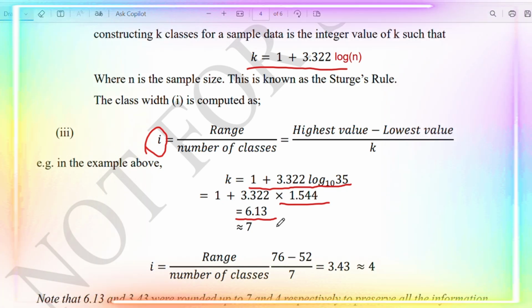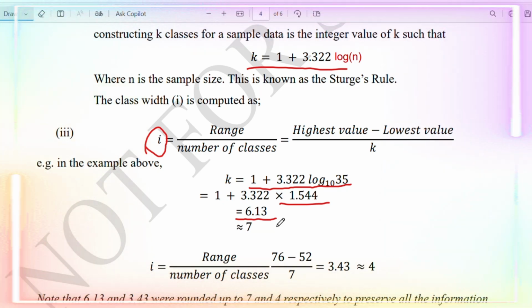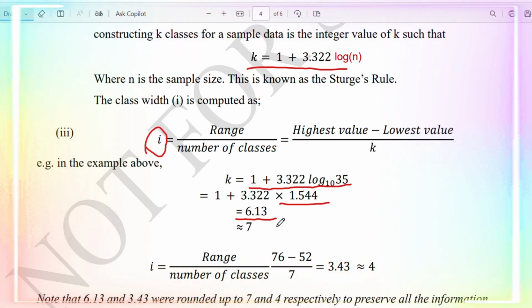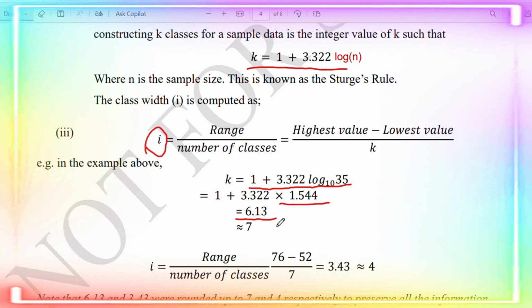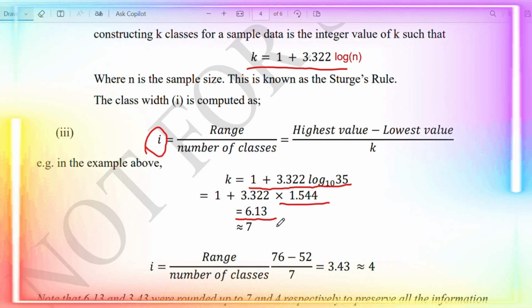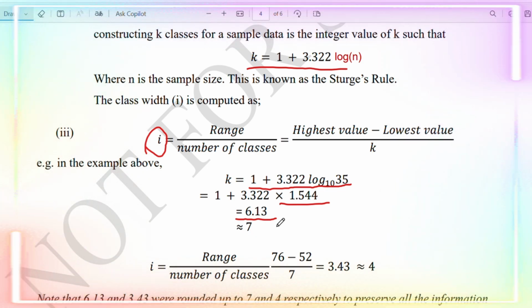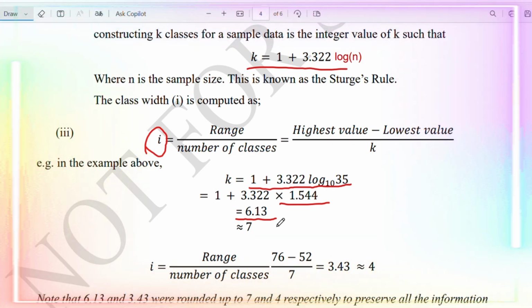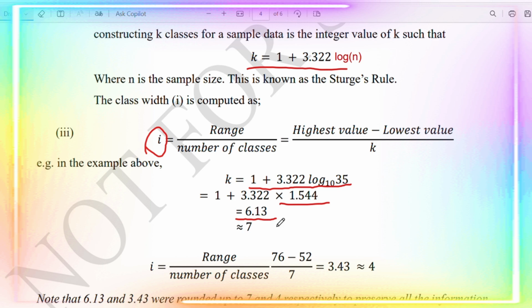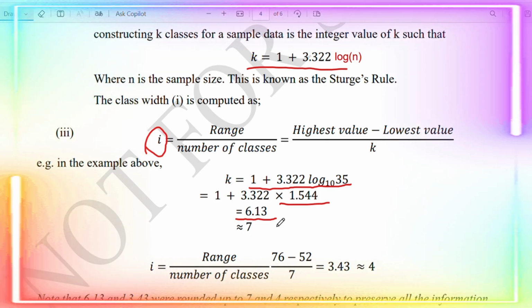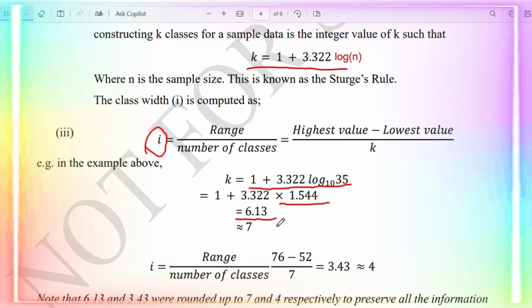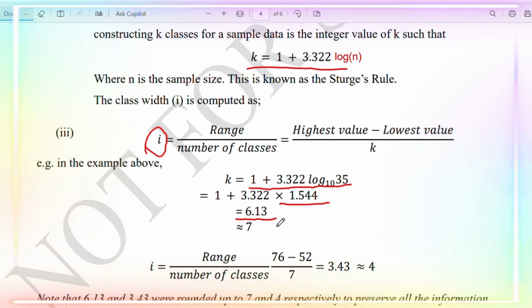You will discover that the last value will be lost, and if you confirm that, please let me know in the comment section. But in this case we don't want to lose any value. That's why we are approximating it to 7. So we say that K is equal to 7. We are using 7, just as an example, as I've mentioned.